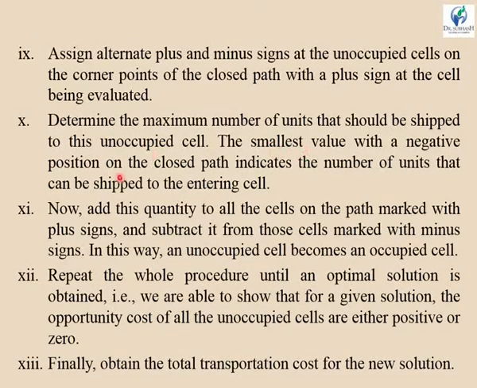Then the smallest value with the negative position on the closed path indicates the number of units that can be shipped to the entering cell. Don't worry, you will understand this better in an example.